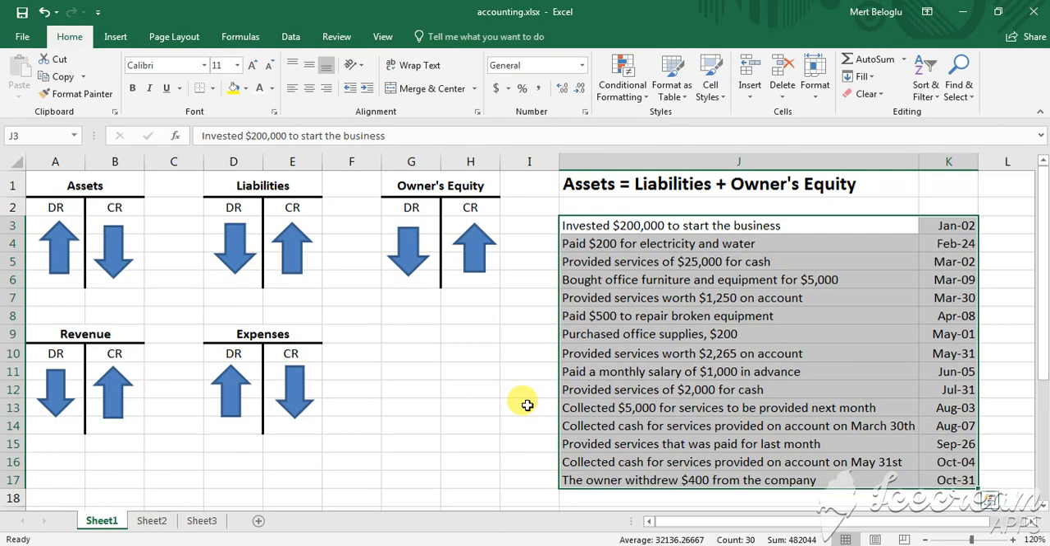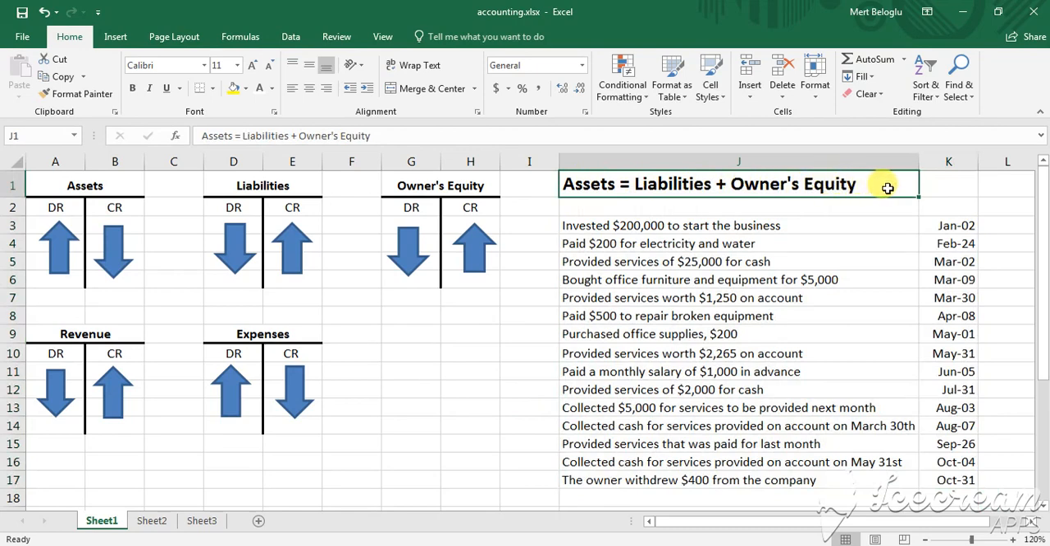There's also an important formula that you see here. This is called the accounting formula that you will need when you're preparing the balance sheet. Basically says assets is equal to liabilities and owner's equity. You have to remember this formula at all times as well. Now let's move on to our journal entries.